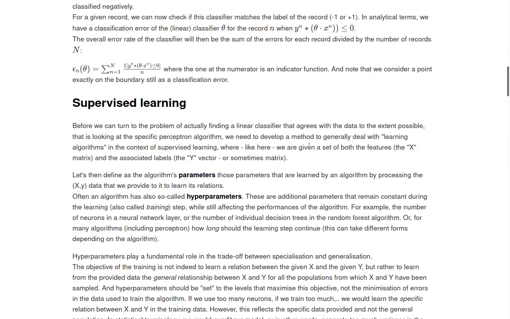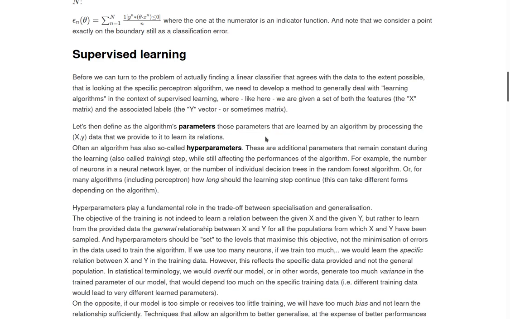We need to develop a method to generally deal with learning algorithms in the context of supervised learning. We are given a set of features and associated labels, and we want to learn these parameters. So the algorithm will have some parameters that are those elements that will be learned by the algorithm itself by processing the data, the couple between x and y. And these parameters are learned endogenously by the algorithm.